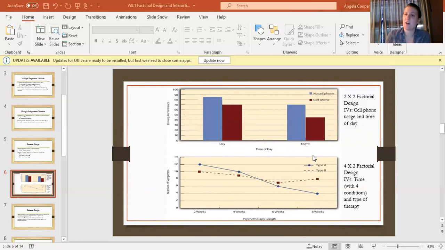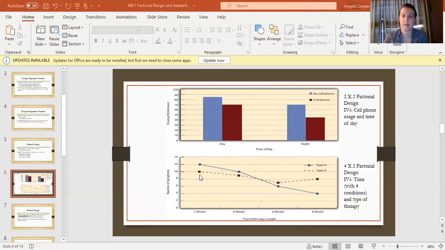And then we have the other independent variable of the type of therapy, type A and type B, as the different colored lines, and a different pattern of lines as well over here. Since it's a 4x2 factorial design, we know that we have 8 total conditions. Basically each dot or square, depending on which line you're looking at, indicates a different condition.